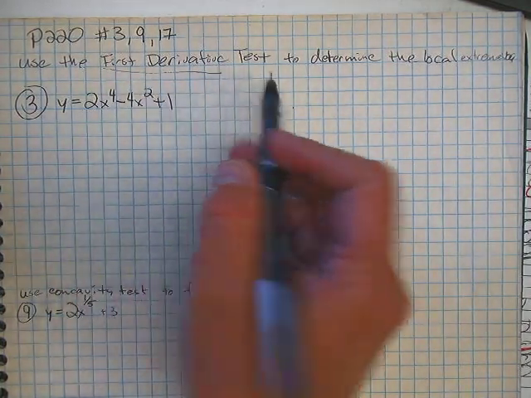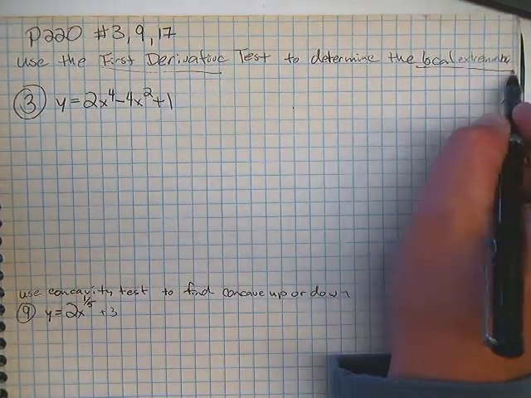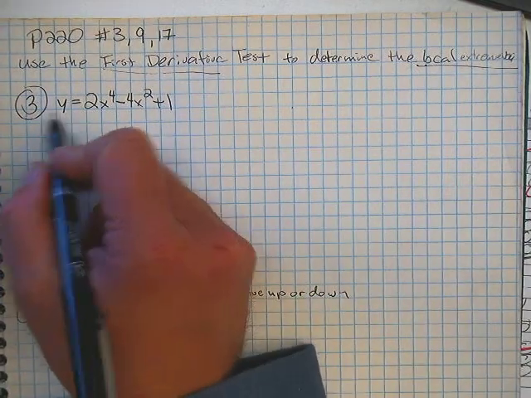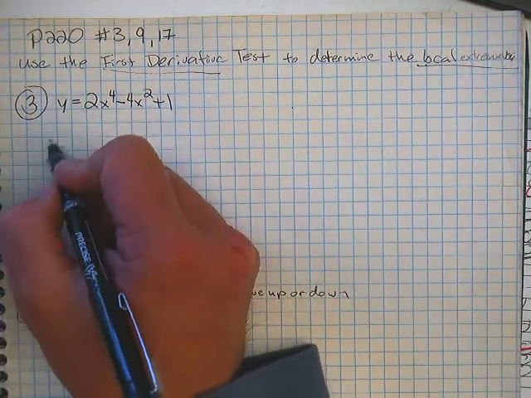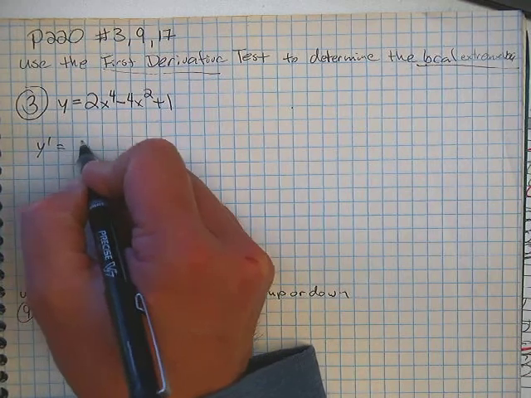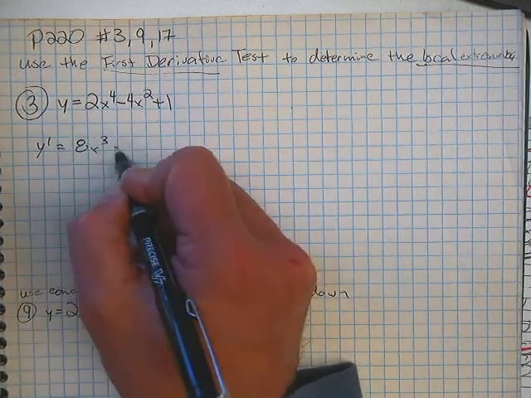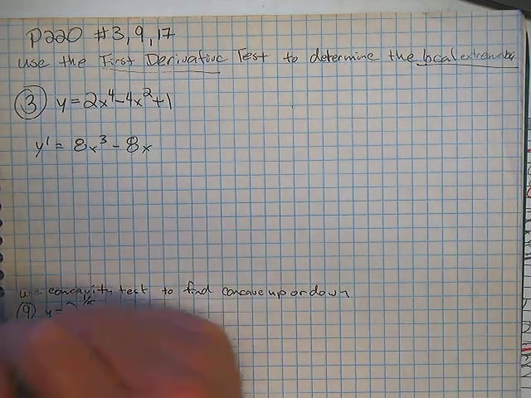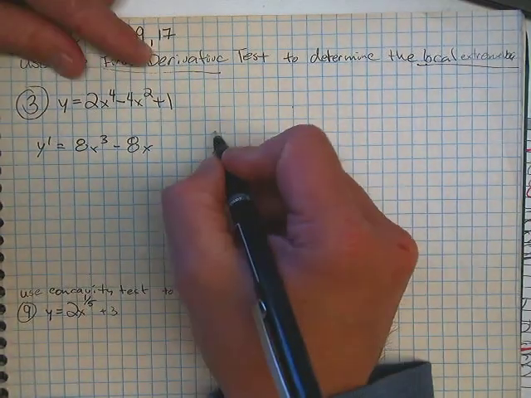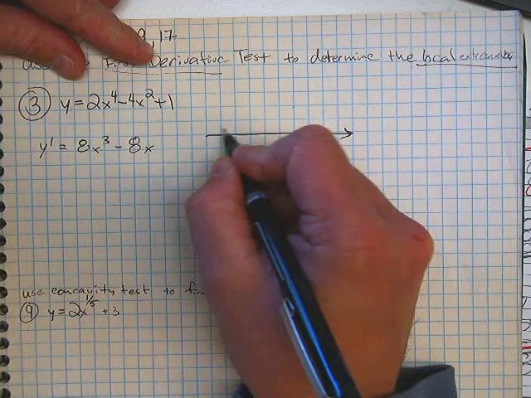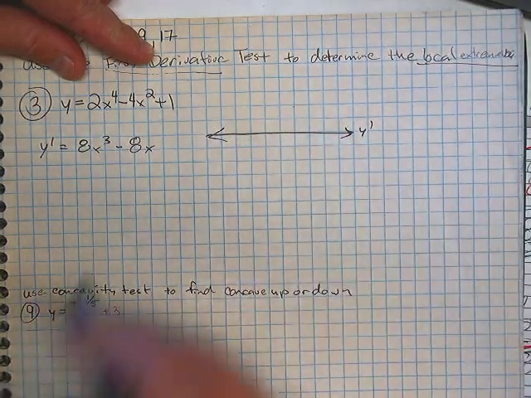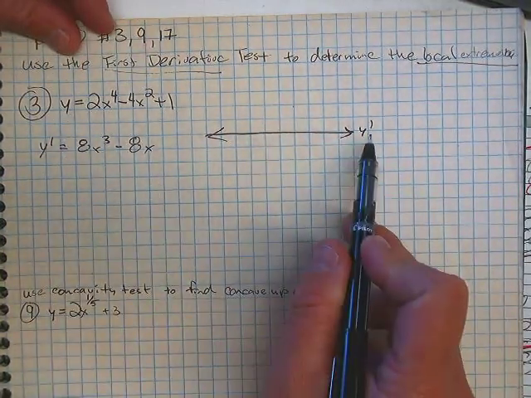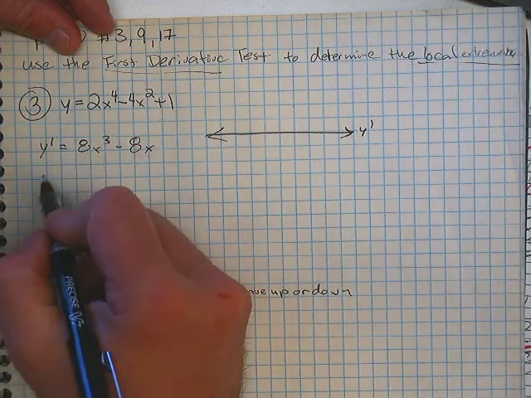So the first thing we're going to do is our first derivative test to determine local extrema. Number 3 is an easier one. We can find our derivative pretty easily. Y prime equals 8x cubed minus 8x. So there's our derivative. Now in order to find our extreme values, we want to do a sign chart. And this is going to be our y prime. Notice this is called y, so I called that y prime.